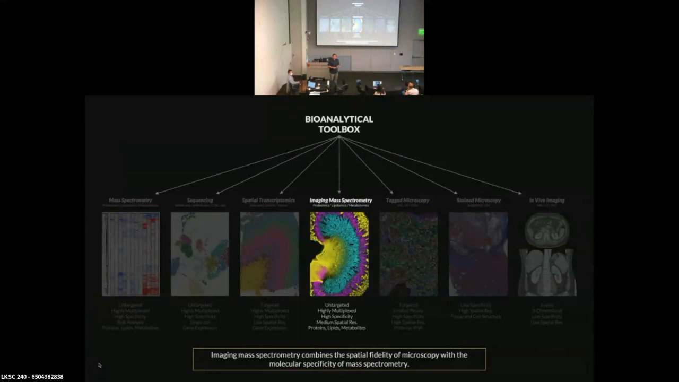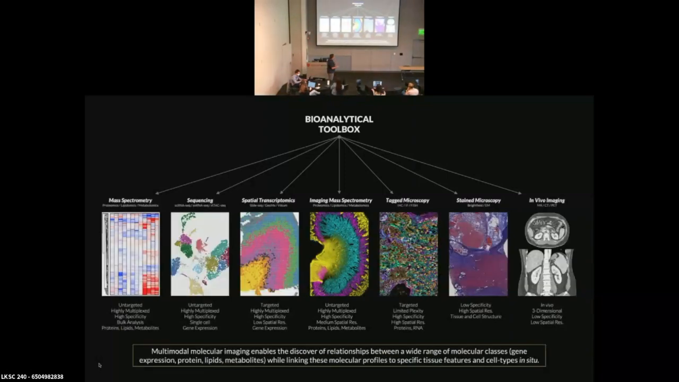So we can look at intact proteins, peptides, glycans, which you'll see in the next talks, lipids and metabolites, which you'll see here. And it's this combination of high spatial fidelity, or spatial information, combined with the deep molecular coverage that allows it to act as this bridging modality with things like tagged microscopy on one side, as well as spatial transcriptomics and classical multiomics on the other.